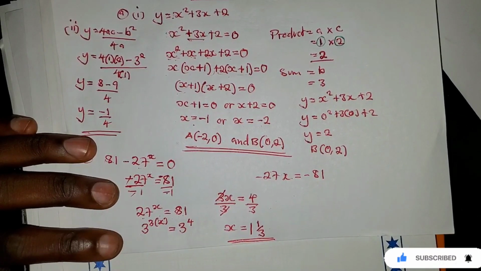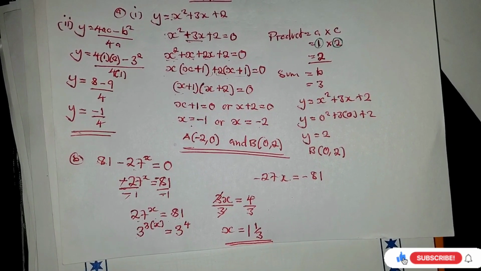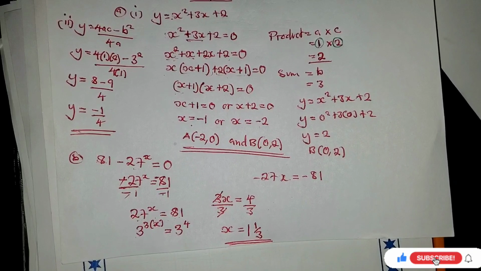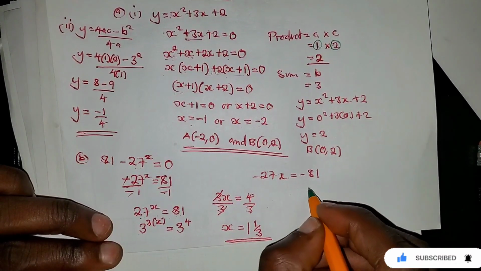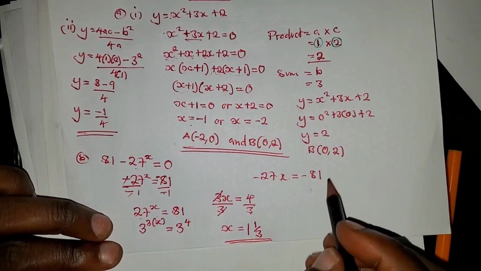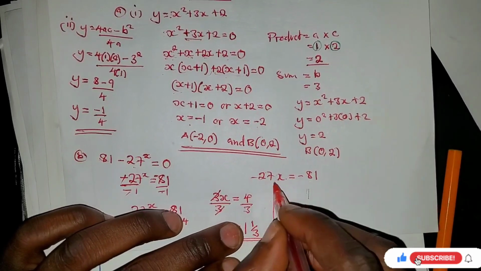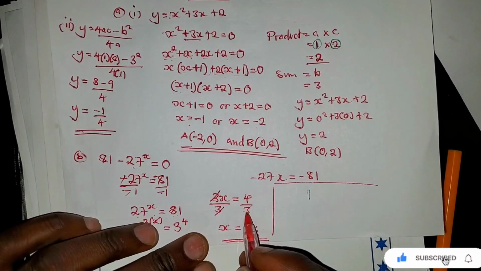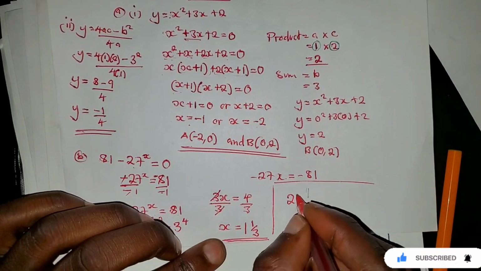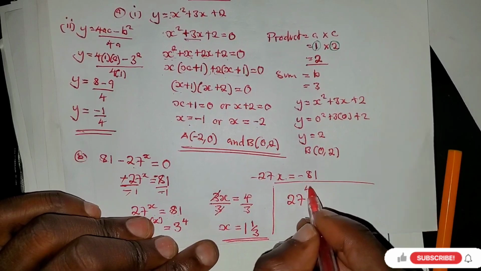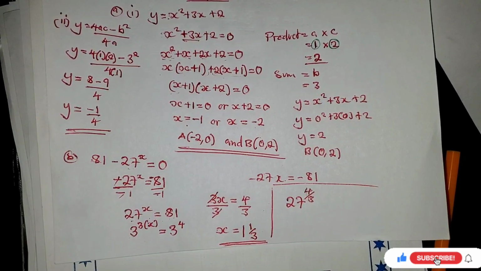Now, you can prove if your answer is correct, but don't do this in the exam. So you can substitute 4 over 3 for x. Since x is this one, you can just write 27 to the power 4 over 3. Okay? What is the answer? We should find 81.